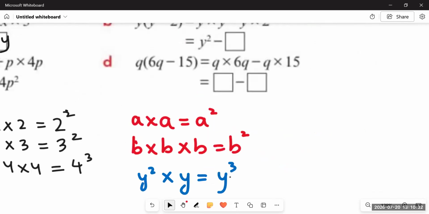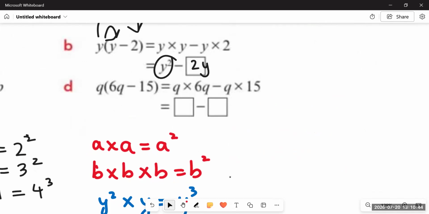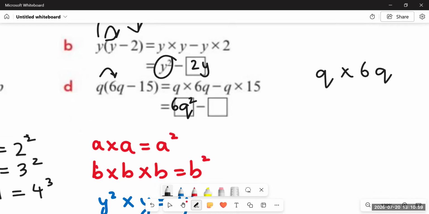Okay. Here we have y multiplied by y square, minus y multiplied by 2 is 2y. When we multiply a variable with a number, the answer is different. When we multiply a variable by itself, the answer is different. Okay. q multiplied by 6q will be 6q square. Only the powers. See, it's just like q multiplied by 6q. So it's 1 multiplied by 6 is equal to 6, and q multiplied by q is q square. So don't get confused over here.